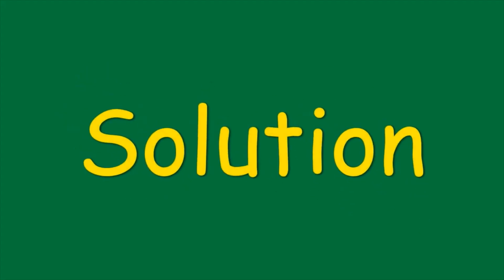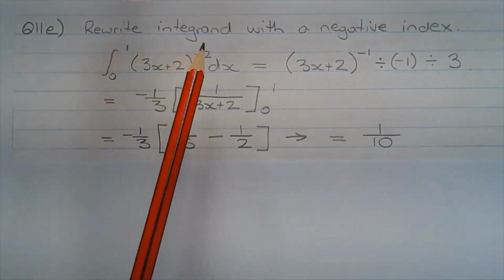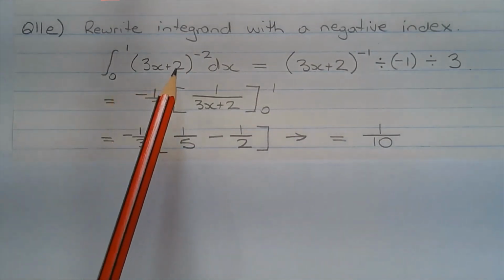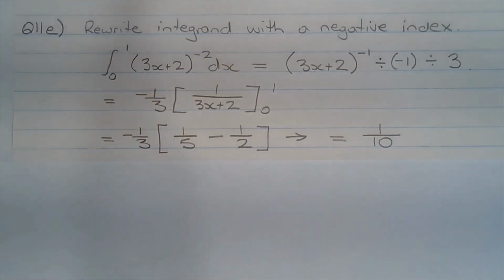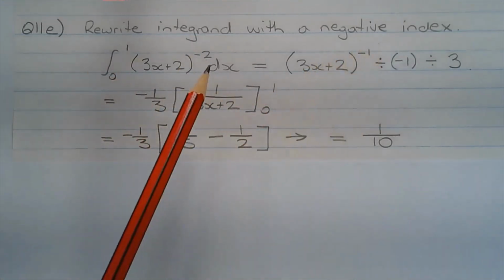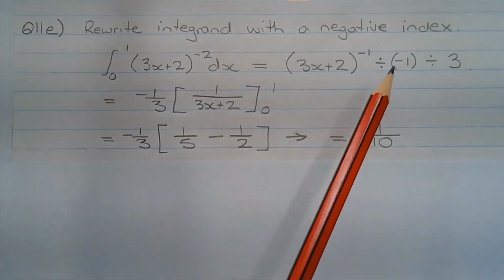Question 11e. Evaluate the definite integral from x equals 0 to x equals 1 of 1 over (3x plus 2) all squared dx. The first step is to rewrite the integrand with a negative index. So 1 over (3x plus 2) all squared can be written as (3x plus 2) to the power of negative 2. So integrating this expression, we get (3x plus 2) to the power of negative 1. So we add 1 to the index, then divide by the new index.